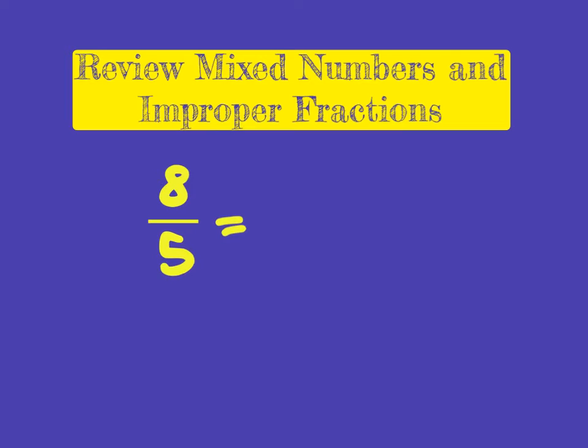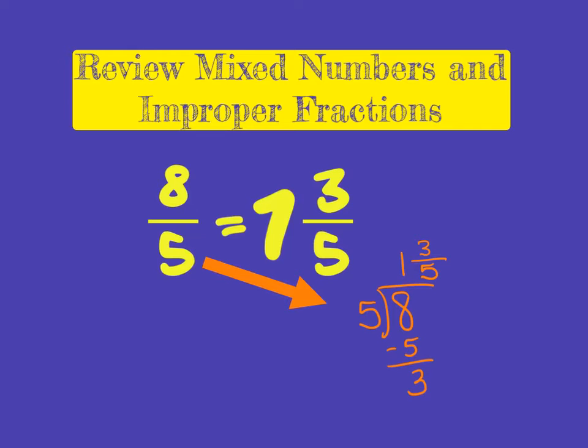In this case, I have the improper fraction 8/5 and I want to change it to a mixed number. So in order to do that, I'm just going to complete the division problem. Here, I have a division problem: 8 divided by 5. When I solve that, I'm going to be able to get one group of 5 out of 8, giving me a remainder of 3. The 3 is my new numerator, and the 5 remains my denominator, giving me a mixed number of 1 3/5.